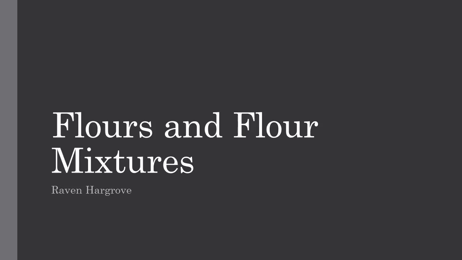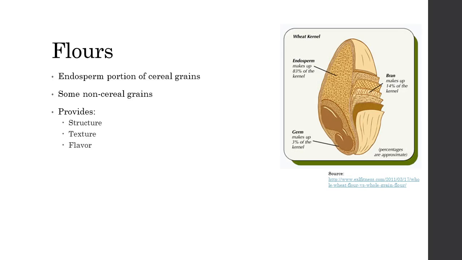Flours and flour mixtures. Flours can be made from the endosperm portion of cereal grains such as wheat, rye, oats, corn, barley, and rice. It can also be made from some non-cereal grains such as potatoes, nuts, soybeans, and some fruits and vegetables. Through starch and gluten, flours are able to provide baked products with structure, texture, and flavor.